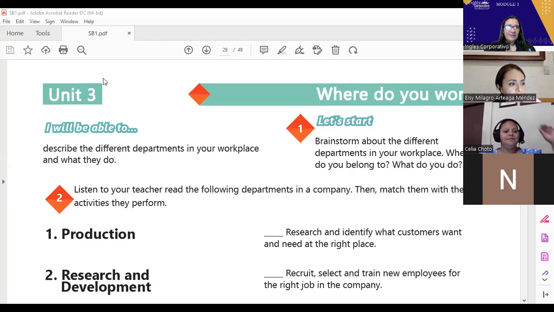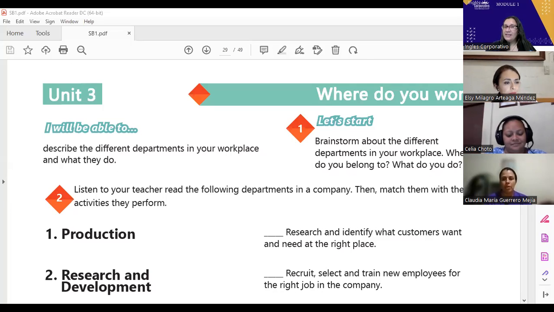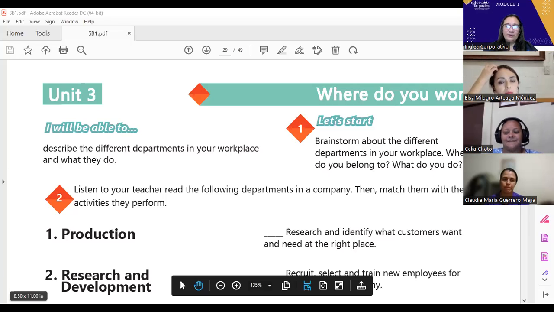In this unit 3, you will be able to describe the different departments in your workplace and what they do. And to get started, we're going to brainstorm about the different departments in your workplace and where you belong. And what do you do in that specific department, in that specific area? All right? I belong to the human resources department. I belong to the production department. I belong to the customer service department. I belong to the marketing department. So you say what area in your work you belong to, in what area you work, and the activities, of course, that you do depending on the area that you work at.